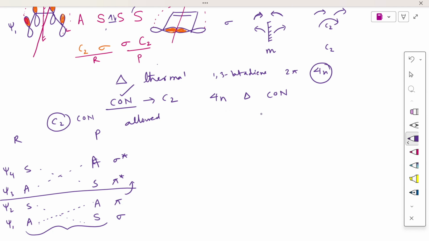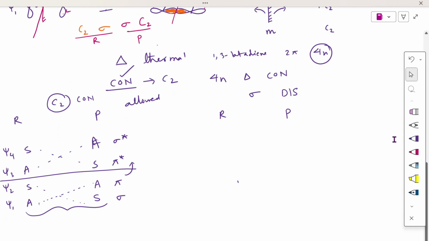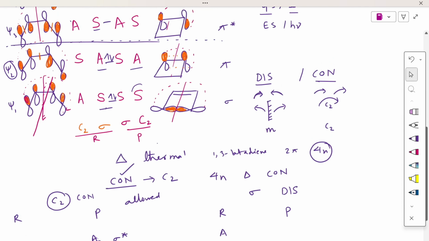Now let us look at the sigma, the plane of symmetry, and this plane of symmetry will take care of the dis rotation. So for this rotation, throughout you'll be using the plane of symmetry. Now compare the reactant and the product. For the reactant, the sigma is here, it is SA. So let us write that first. SA. And for the product, it is SSAA.